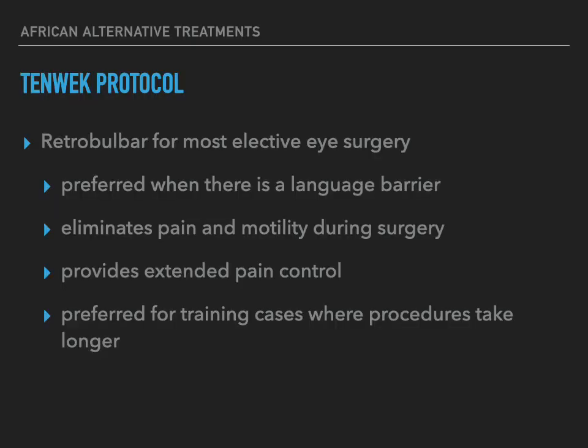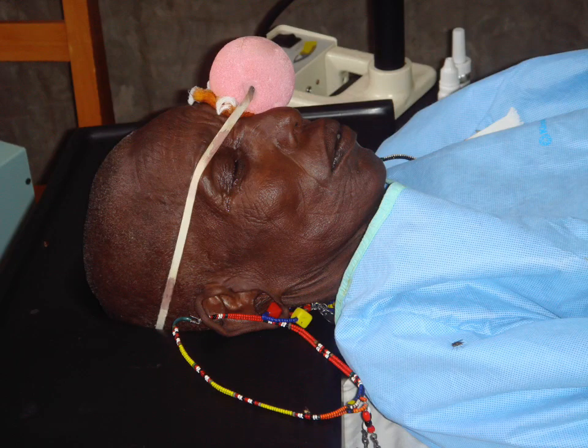And our protocol is that retrobulbar is used for elective surgeries because this is preferred when there's a language barrier. It eliminates pain and motility during surgery, provides extended pain control, and is preferred when training cases where procedures take longer. And again, here's our makeshift Honan balloon. That's simply a super pinky ball purchased at Walmart and an elastic strap.